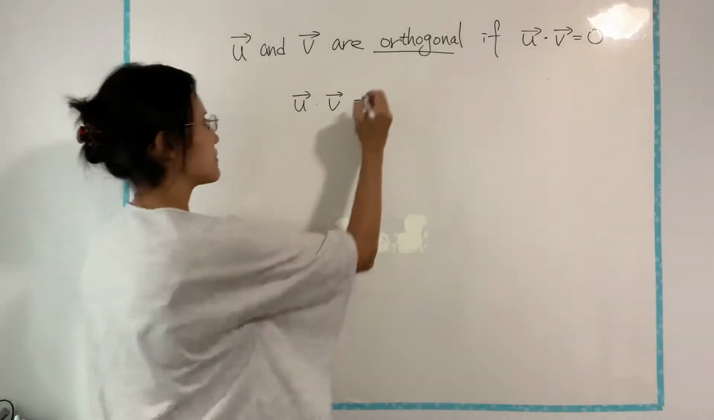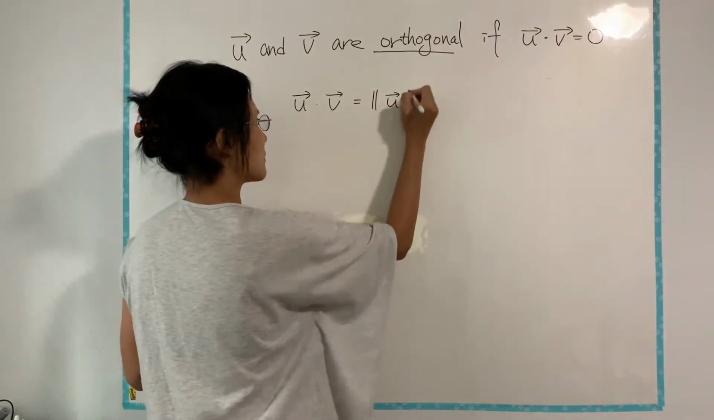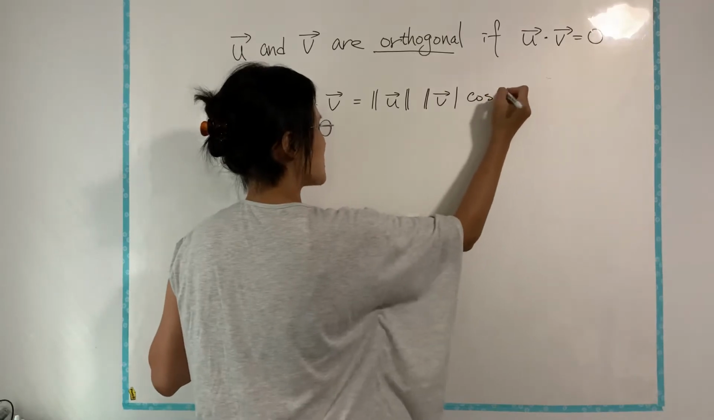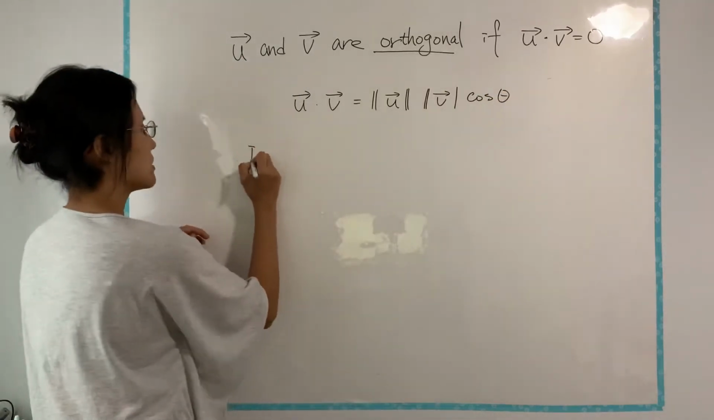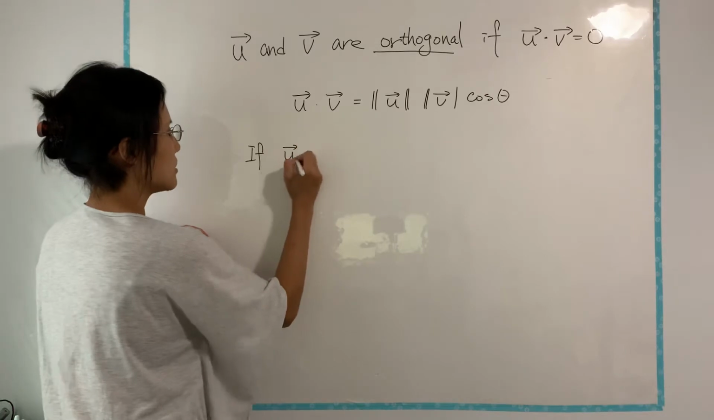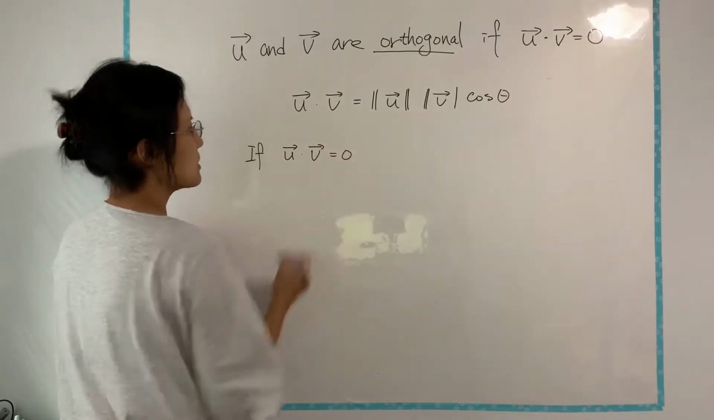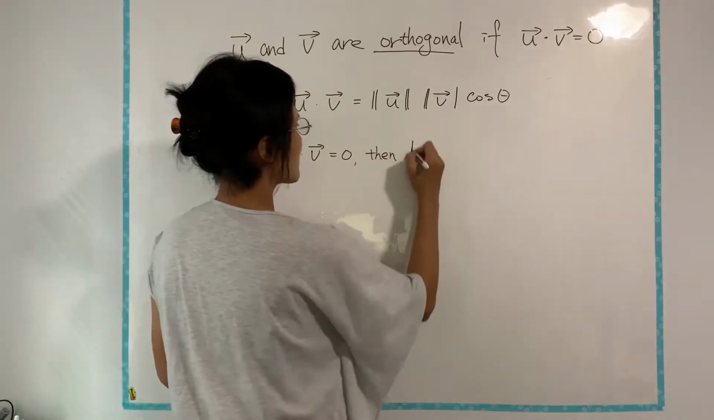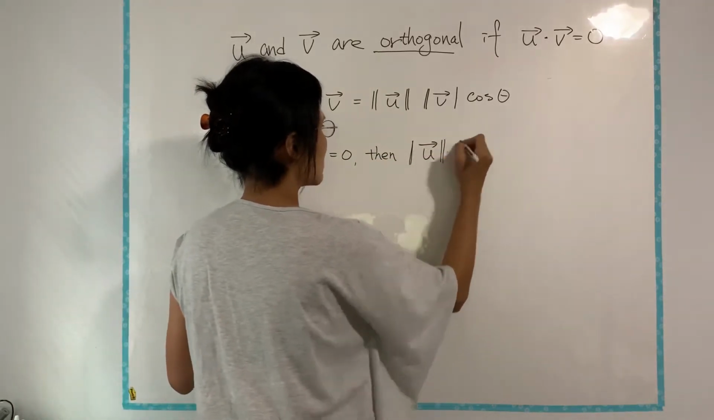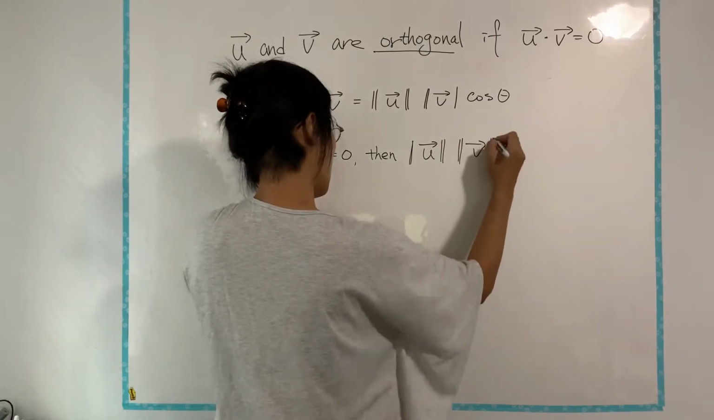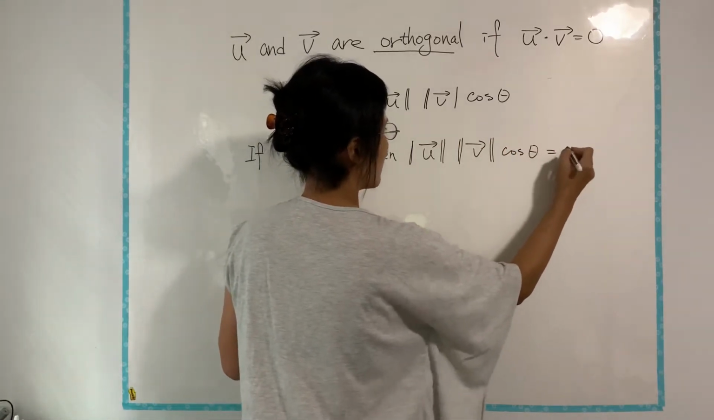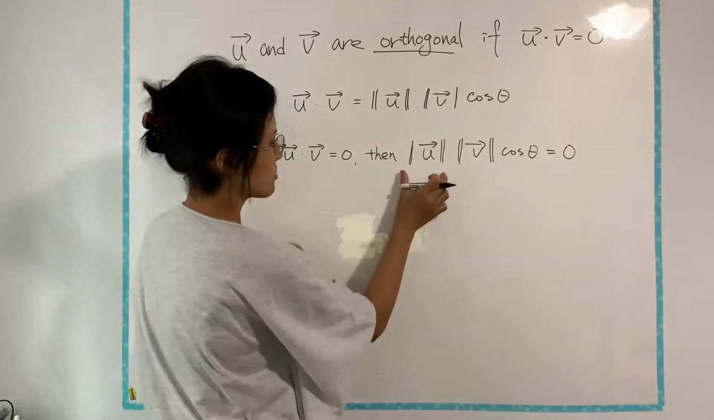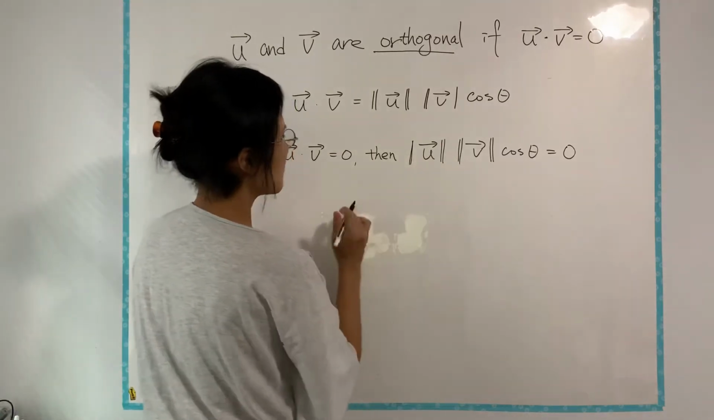we know u dot v equals the length of u times the length of v times cosine theta. So now, if u dot v equals 0, what does that mean? It means the length of u times the length of v times cosine theta equals 0, right? Because the dot product is the same number. All right, so this is a non-zero factor, this is a non-zero factor.